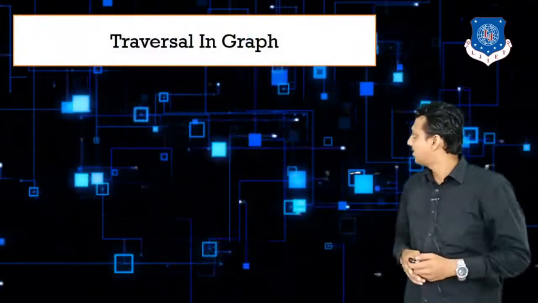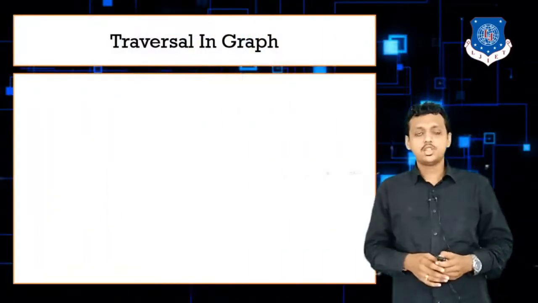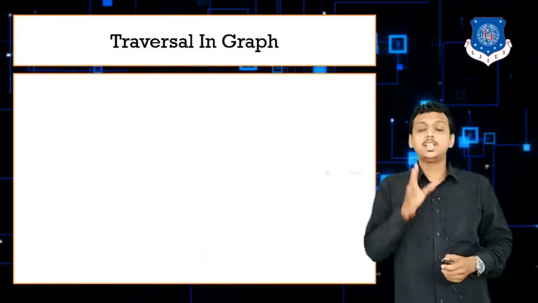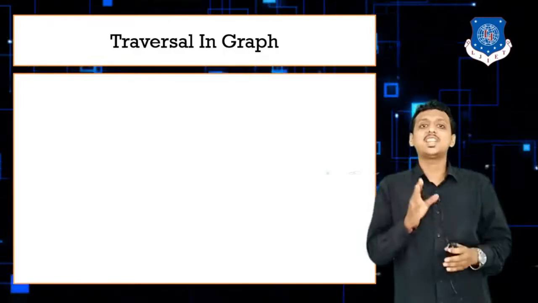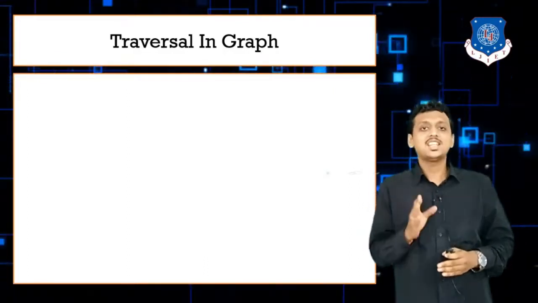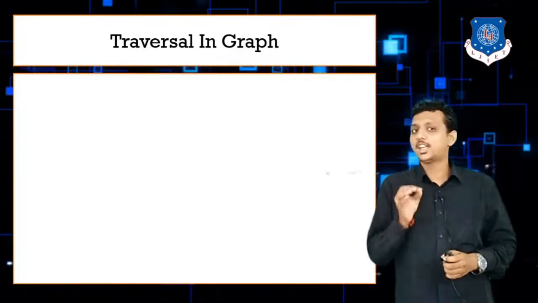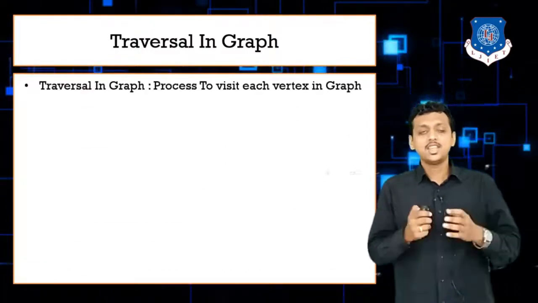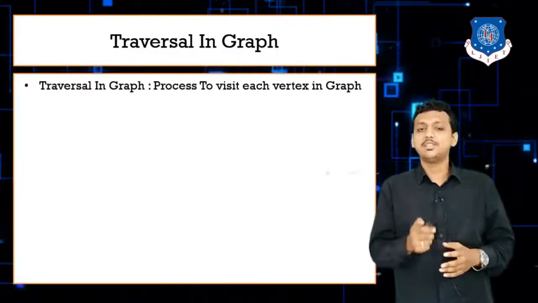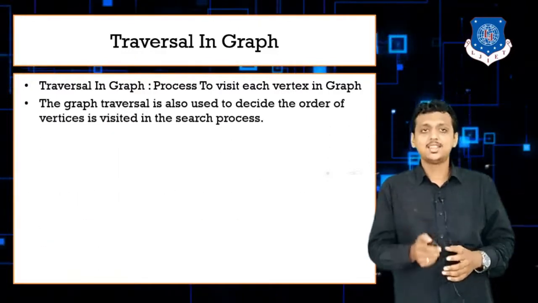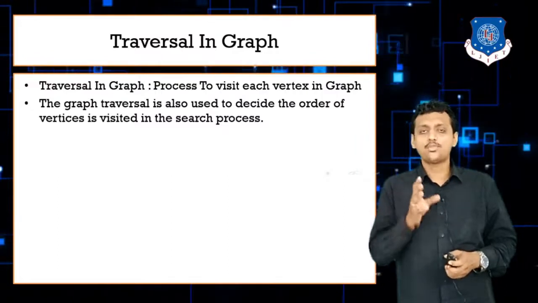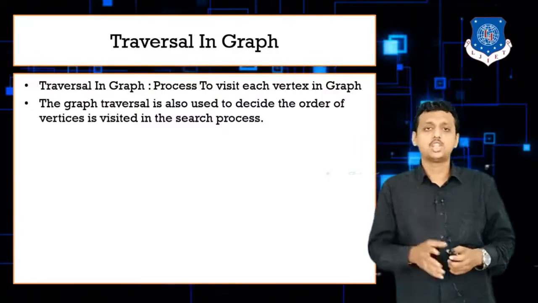Now see the first, traversal in graph. So students, what do we mean by the traversal? We all know that traversal means to visit each and every node, or each and every element of a data structure, at least once. That operation is known as traversal. So here in traversal we are going to visit each and every vertex of the graph, and graph traversals are also used to decide the order of vertices which we are using for the searching operation.